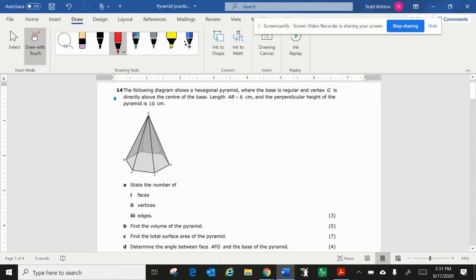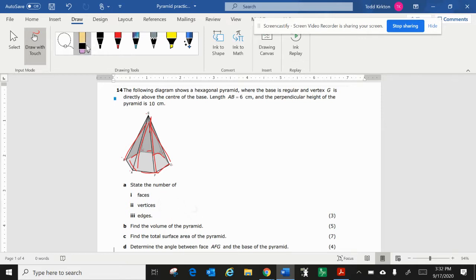So this is like a sample IB question. State the number of faces. That's the triangles around the outside, and so that answer is just 6. The vertices are all of the points plus the top, so that'd be 6 plus 1, which is 7. And the edges, there's 6 edges here, and there's 6 edges around the bottom. So 6 plus 6 is 12. So that's just kind of general background stuff.